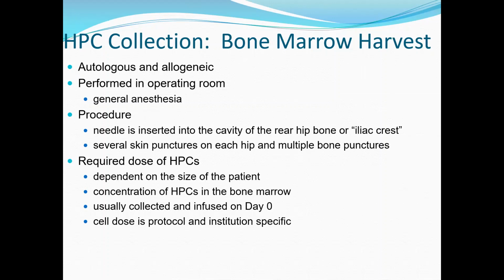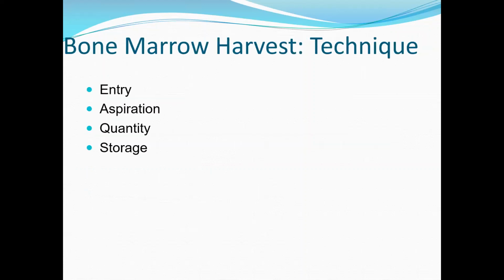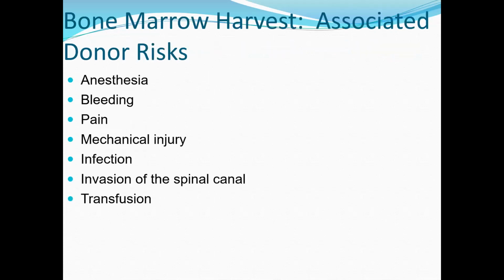So the requirement of the dose of HPC depends on the size or the weight of the patient. So we concentrate the HPC in the bone marrow, and usually we collect and infuse on day 0. So cell dose will be calculated as per the protocol. So bone marrow harvest technique: entry, the site, how we aspirate; quantity, how much volume we plan to take; and storage, whether we need to store or not.